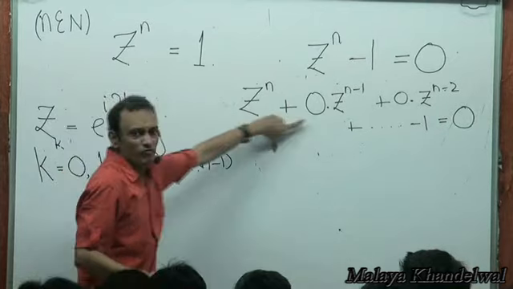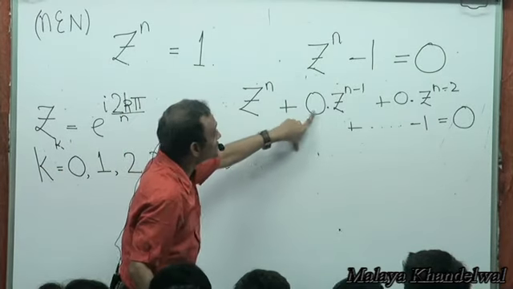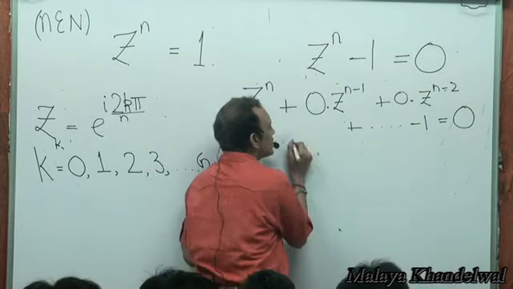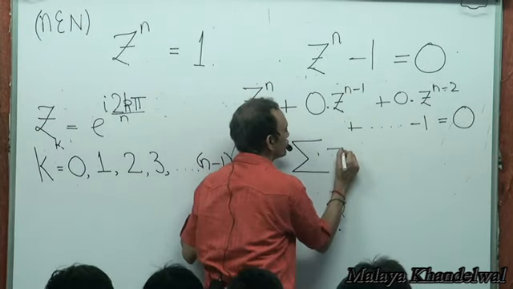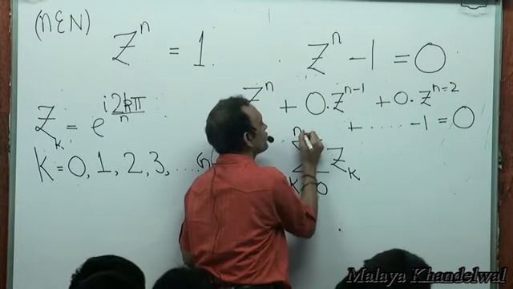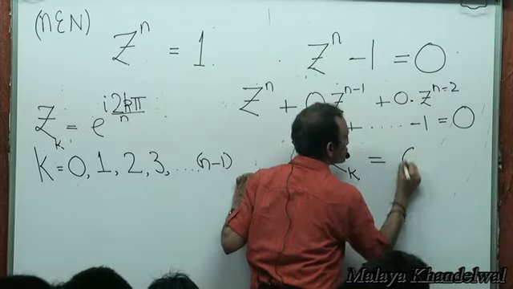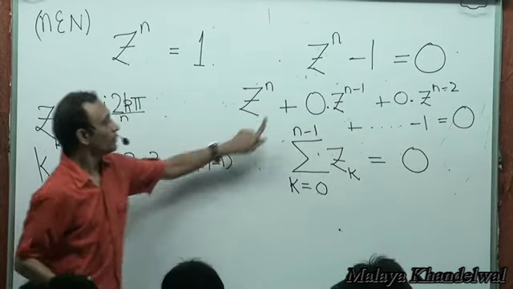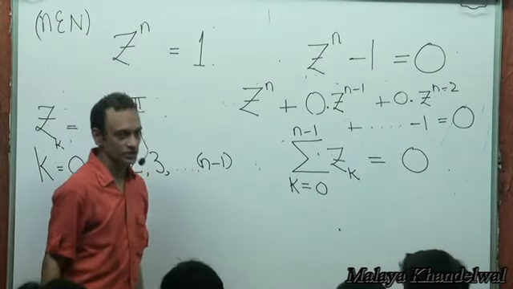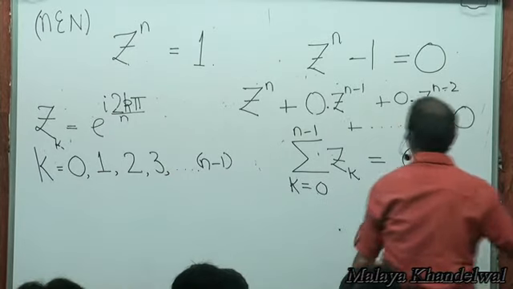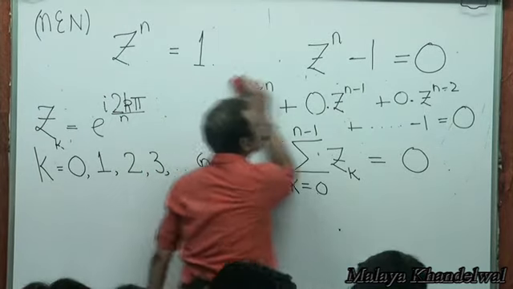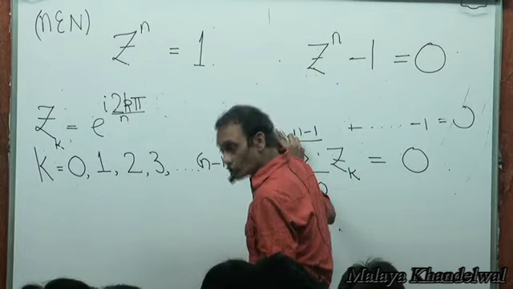Now, the sum of all roots of this polynomial would be minus the coefficient of the second highest power divided by the coefficient of the highest power, right? Which means the sum of all zk's, k equal to 0 to n minus 1, the sum of all the n roots of unity, will always be minus 0 divided by 1, that is 0. That's going to be the sum of all the n roots of unity, right? Clear? Now, all's good?